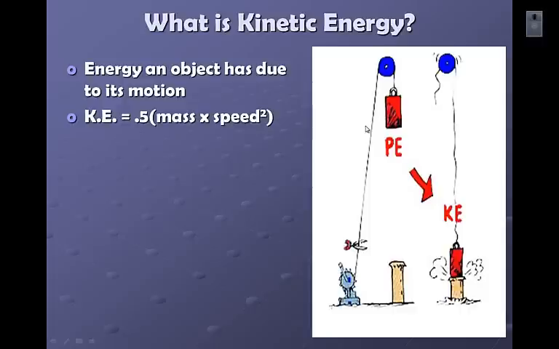So here we have an object with great potential energy. It's high off the ground. It's being held up by this pulley. When those scissors get cut, it then changes its potential energy to kinetic energy as it falls down and lands on this cork.